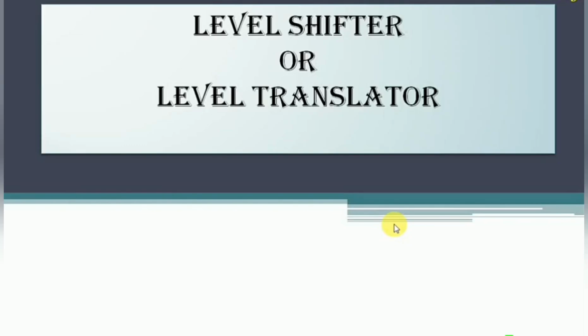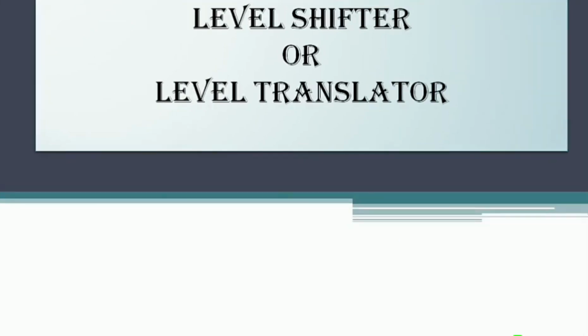Hello everyone. Today we are going to see the concept of level shifter or level translator. In this video you are going to see why we have to use level translator or level shifter circuits in the internal circuit of op-amp, what a level shifter is, and what circuits are used to design the level shifter in the internal circuit of op-amp.